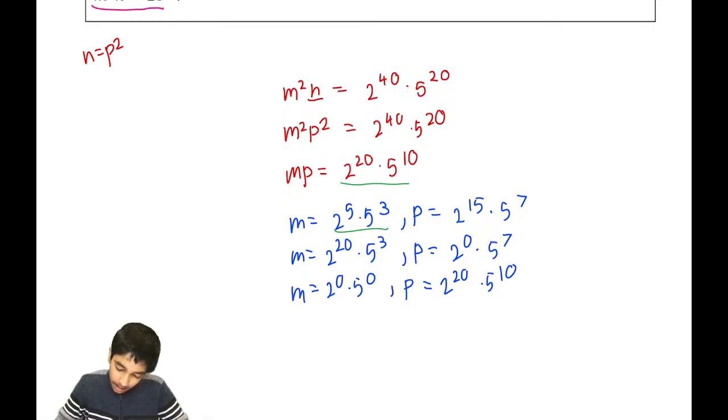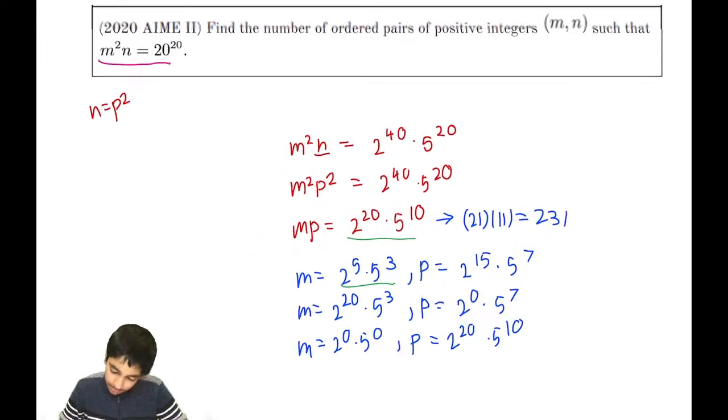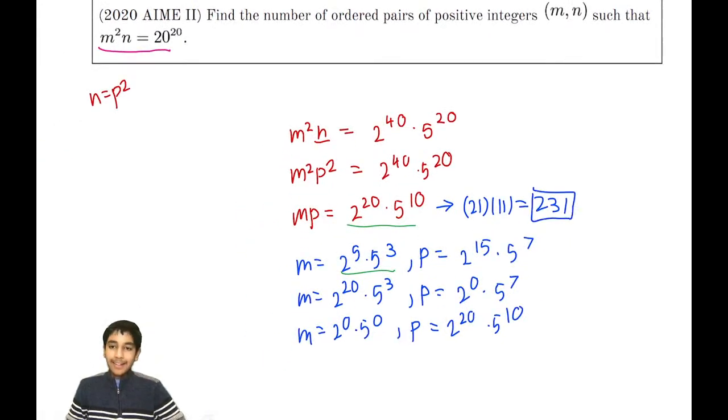So clearly, how many factors are there of this? By our factor formula from the AMC 8 classes, we have 21 times 11 equals 231. So clearly, the answer to this problem is simply 231. And that's the solution for this problem.